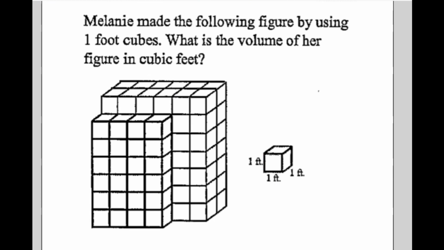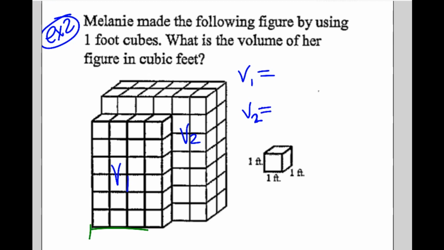All right, example number 2 says, Melanie made the following figure by using 1-foot cubes. What is the volume of her figure in cubic feet? So this one is a little simple. We can clearly see that we have volume 1 in this shape and then volume 2 in this shape. So I think we can get this together and it shouldn't be too hard.